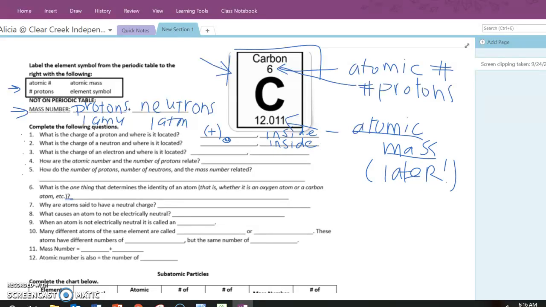Remember, the proton was Rutherford, and the electron was J.J. Thomson. The electron is negative. It's almost zero mass, and it is outside the nucleus. So in your nucleus, you have protons and neutrons, and then you have this electron cloud, just like a space with electrons in it. How are atomic number and number of protons related? They are the same.